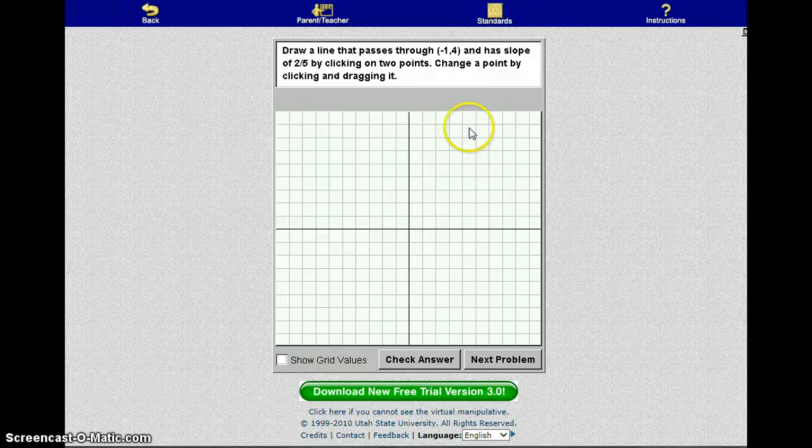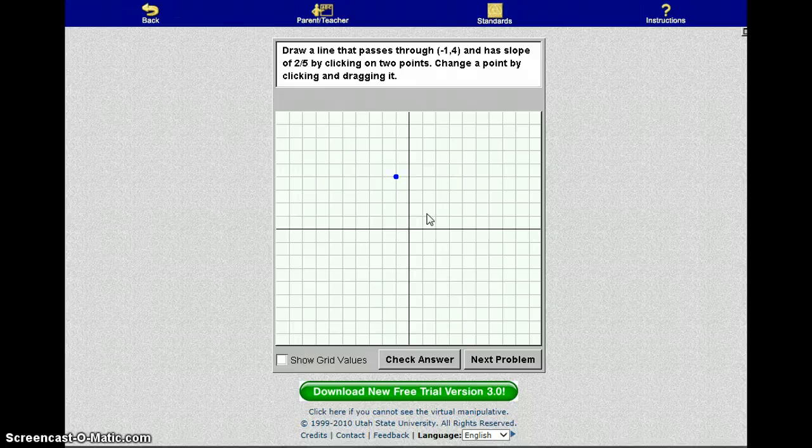Now, let's first find the point -1, 4, where here is our origin. This line is our x-axis, and the line perpendicular to it forms the y-axis. Again, they intersect at the origin. We want to move to -1 on the x-axis, and we want to go up 4. So 1, 2, 3, 4, we plot our point. That's point 1.